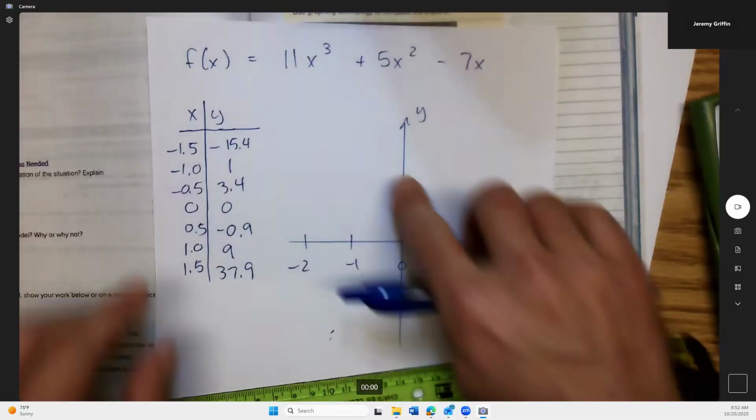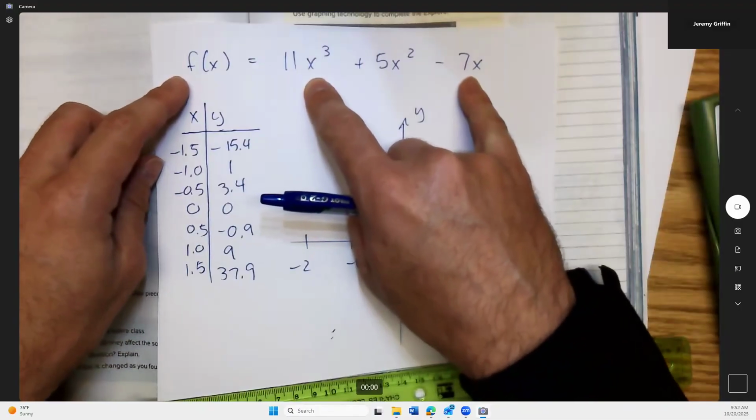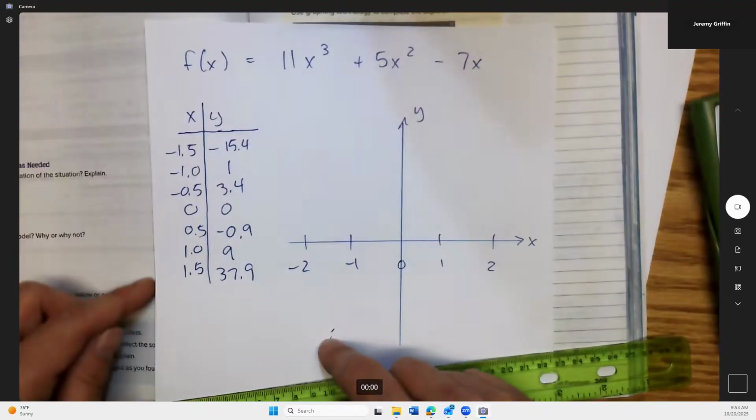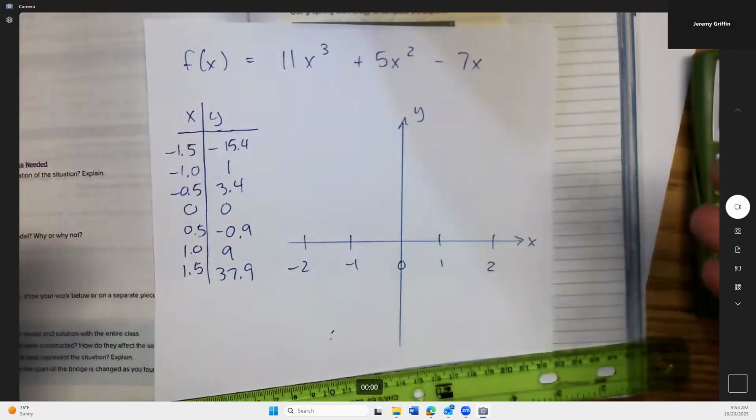All right, so what I did, catch it here. I have this polynomial. I made an xy table. I plugged in a bunch of x values into this calculator. It gave me all the corresponding y values. Now all I have to do is plot the points.